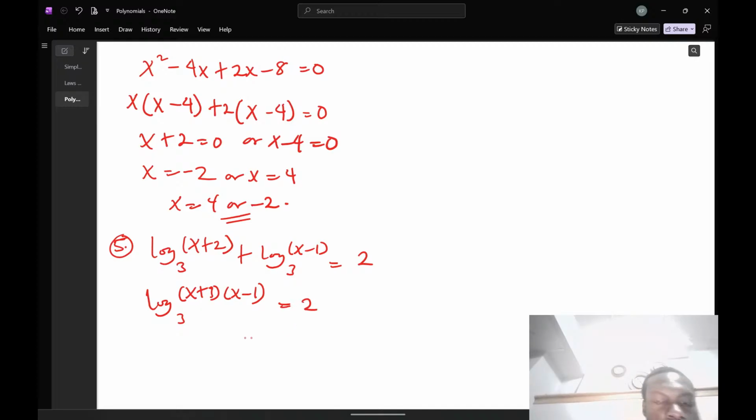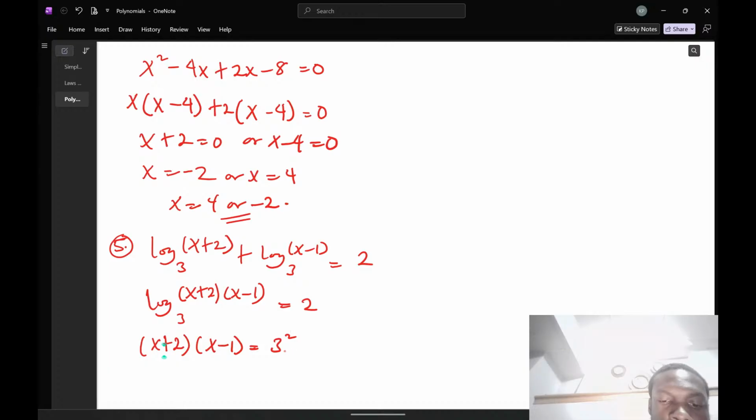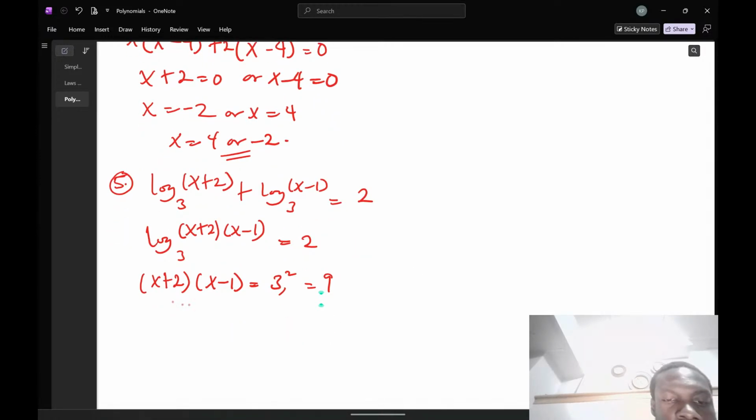Sorry, it is x plus 2, not x plus 3. My bad. So it will be x plus 2 into x minus 1 is equals to 3 raised to power 2. Okay, and 3 raised to power 2 is equals to 9. So now let's open this bracket. x times x is x squared. x times minus 1 is minus x. Plus 2 times x is plus 2x. Plus 2 times minus 1 is minus 2, which is equals to 9.